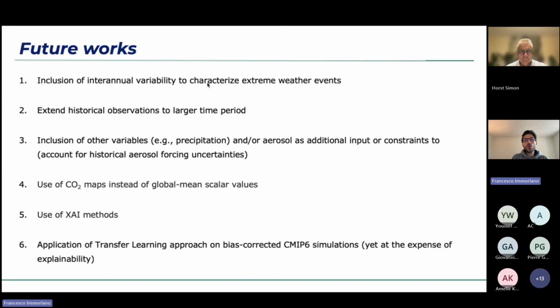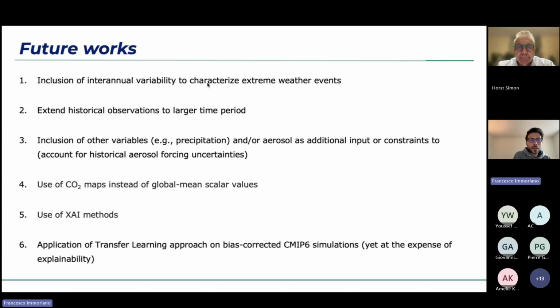Concerning some future works that we have in mind, of course, we plan to include the internal variability that at the moment we are not modeling, to try to characterize the extreme weather events, possibly with higher temporal resolutions than yearly. We also plan to extend the historical observations to a larger time period to have even more data during the transfer learning. We also plan to include other variables, like for instance precipitation and aerosol as additional input, or even constraints on aerosol forcing to model the uncertainty coming from this forcing in the historical period. We also plan to consider the use of CO2 maps instead of just global mean scalar values.